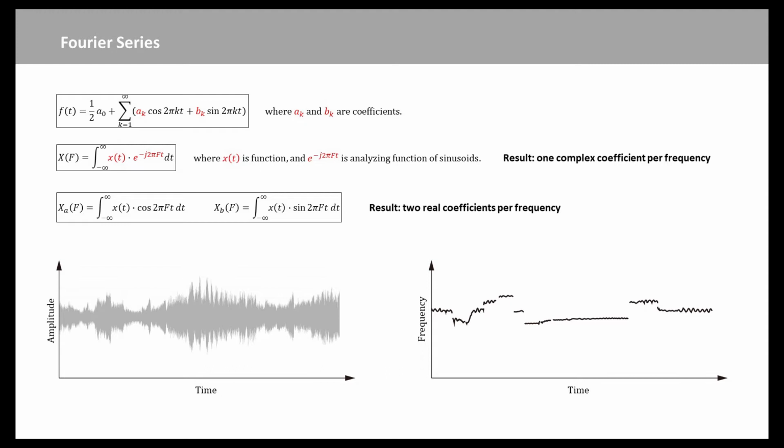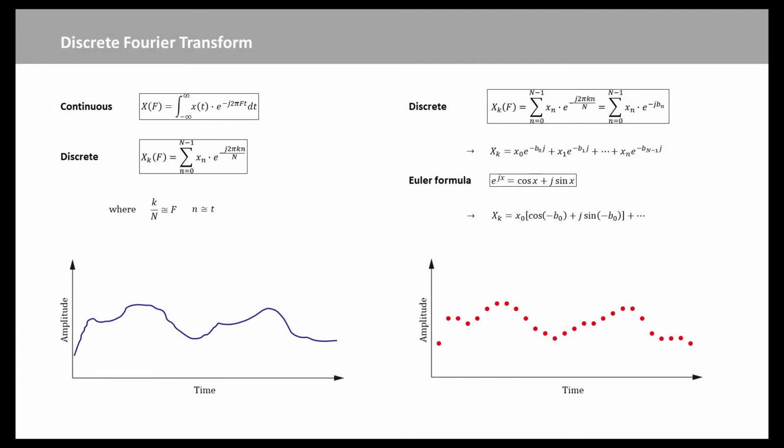The next question then is, how do we calculate those coefficients at each particular frequency? The answer is to use a Fourier transform. If we are familiar with calculating correlations, the Fourier transform is essentially the same thing. We are multiplying a function.